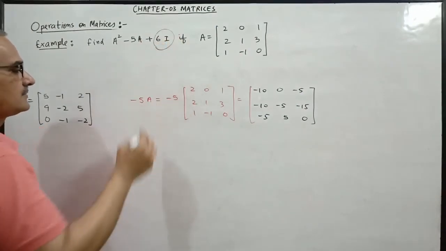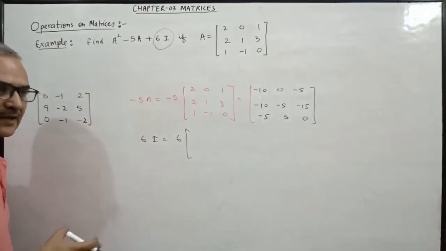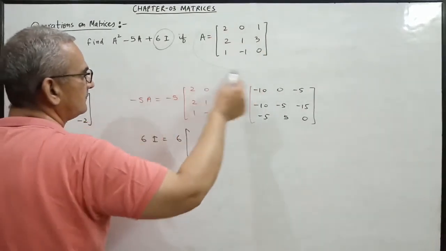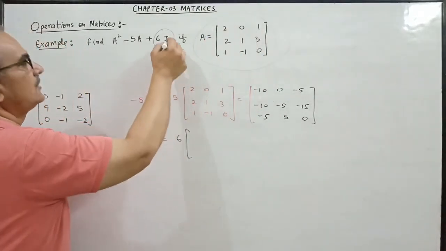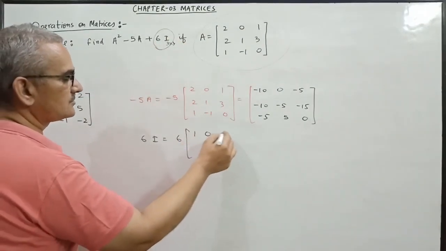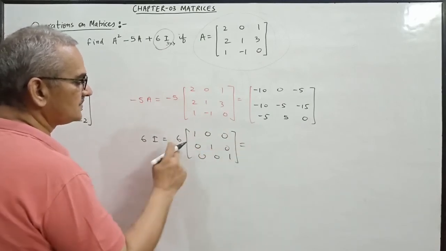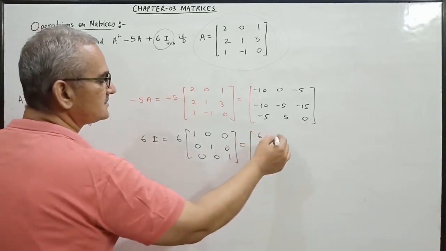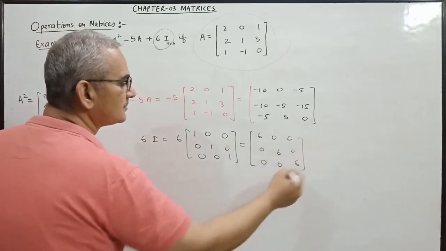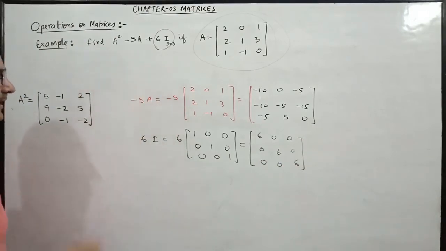And then in the last we have 6I. Now what is the meaning of I? I is an identity matrix, that you know already. The order of the identity matrix should be the same as the order of matrix A. So this I should be of order 3 by 3, that is a square matrix of order 3. A square matrix of order 3 is this one: 1 0 0, 0 1 0, 0 0 1. Now this is multiplied by 6, so we get 6 0 0, 0 6 0, and 0 0 6. Now we have the value of A square, minus 5A and 6I, and now we have to add them.